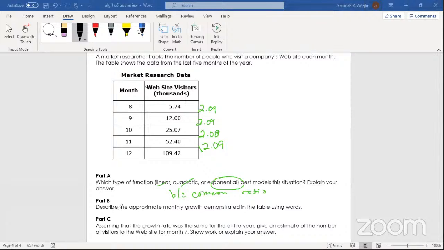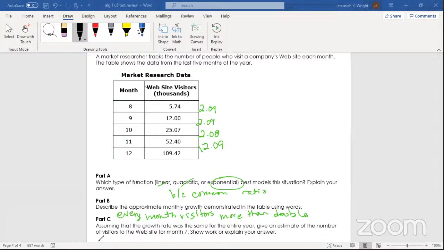All right, so describe the approximate monthly growth demonstrated by the table by using words. So in other words, put what we just said into words, okay? So every month, the visitors grow by what? They more than double, right? Just a little bit more than double. But they do more than double because 5.74 doubled is, let's see, 5.74 times 2 is 11.48. So it's just a little bit bigger than doubled. Not much. You could probably say just every month the visitors double. It would be a decent description. You could say on average, every month that the visitors double.